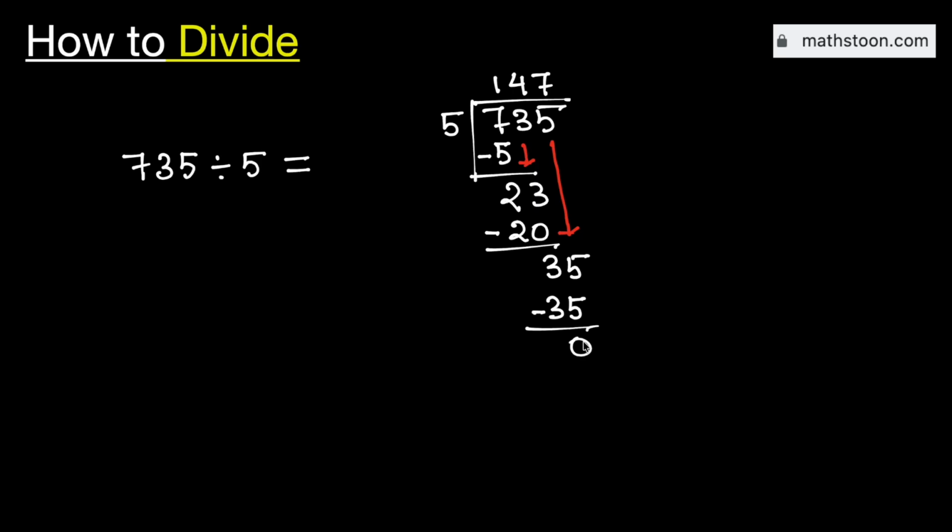As we have no number to bring down here and we have got the number 0, so we will stop. Therefore, 735 divided by 5 is equal to this 147. And this is our final answer.